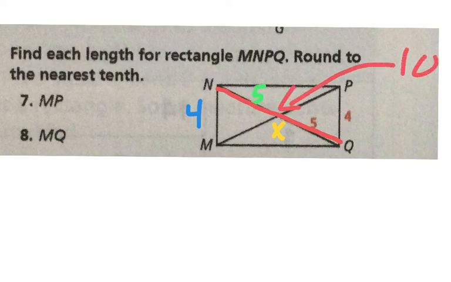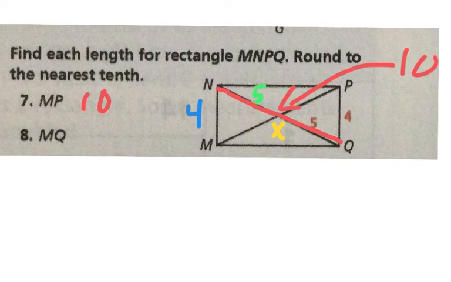I think I know the property because it's a rectangle: diagonals are congruent. That's a good call. So N to Q is 10, and that's a diagonal. So the first question is P to M. What would it be? 10, because it's the other diagonal, and diagonals are congruent. Questions about that?